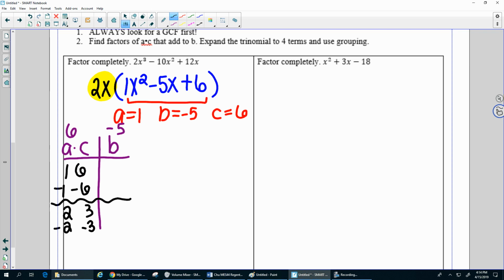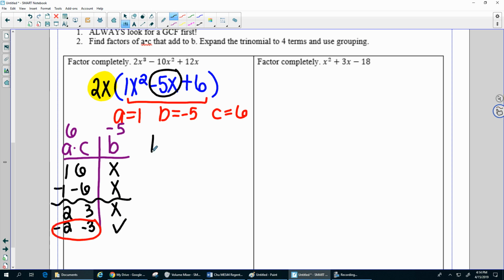1 plus 6 gives you 7. That doesn't work out. Negative 1 plus negative 6 gives you negative 7. That doesn't work out. 2 plus 3 gives you positive 5, so we're close, which is why this last one works. Negative 2 and negative 3 give you negative 5. So what we're doing is taking this negative 5, and we're going to break it up using the two numbers that we found, negative 2 and negative 3.